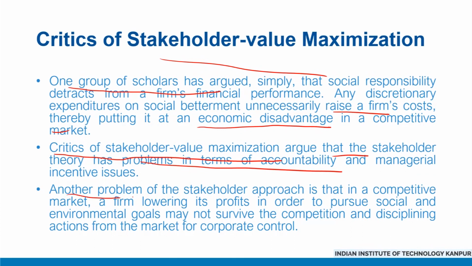Another problem of the stakeholder approach is that in a competitive market, a firm lowering its profit in order to pursue social and environmental goals may not survive the competition and disciplining actions from the market for corporate control. The reason is that another company can acquire this firm and replace the incumbent management with a value maximizing one.